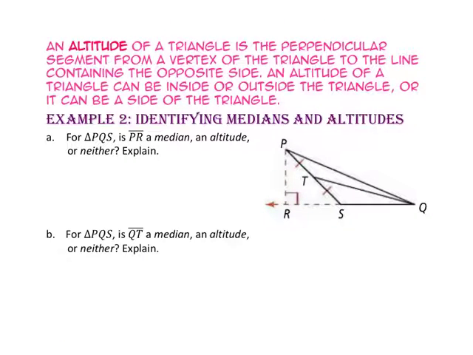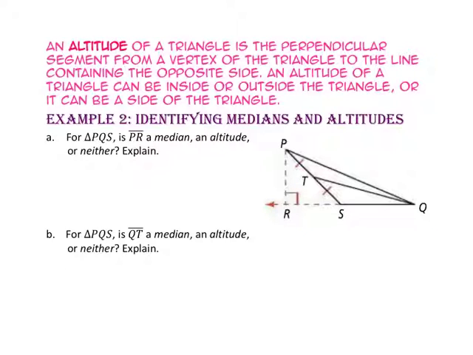The altitude of a triangle is the perpendicular segment from the vertex of a triangle to the line containing the opposite side. The altitude of a triangle can be inside or outside the triangle, or it can be the side of the triangle. In example 2, we will identify medians and altitudes.